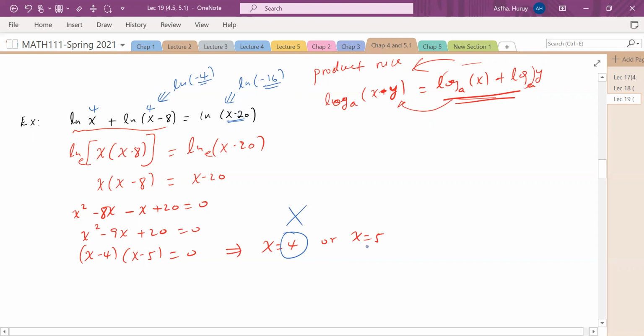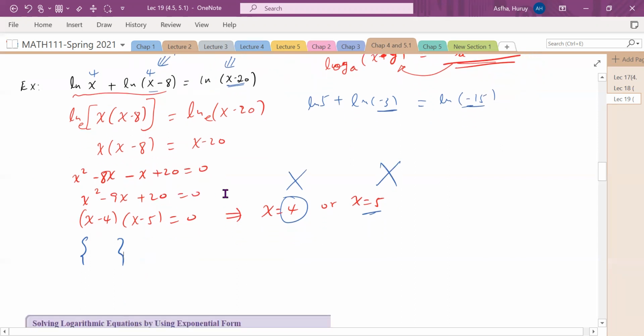How about if we substitute 5 in here? Again, still this will be negative. 5 minus 8 is ln of negative 3. We have ln 5 on this side. And 5 minus 20 is negative 15. Again, we have two negatives here. Therefore, this is not a solution. Therefore, the solution for this one is just an empty set. Okay, there is no solution set for this one.